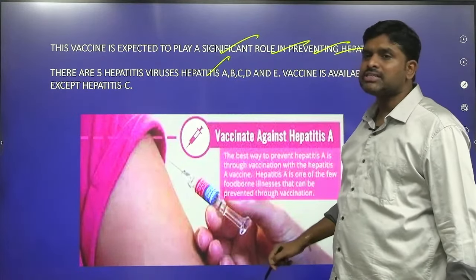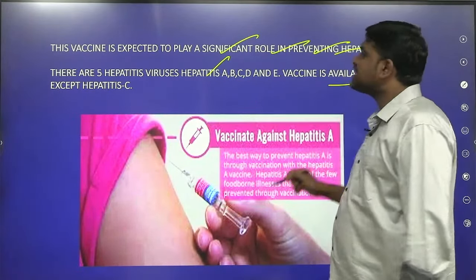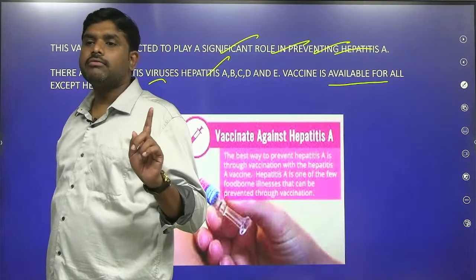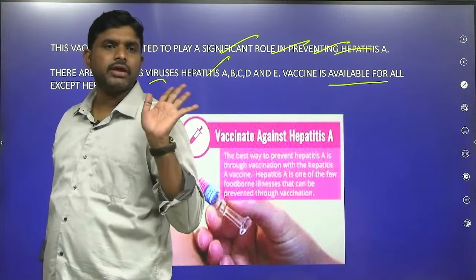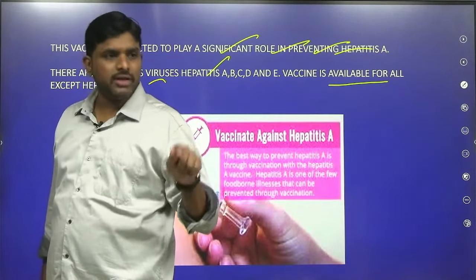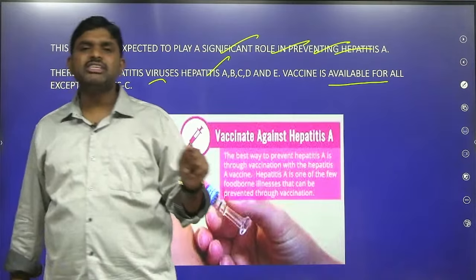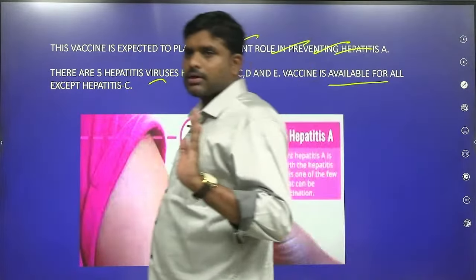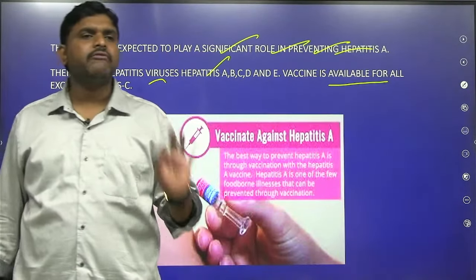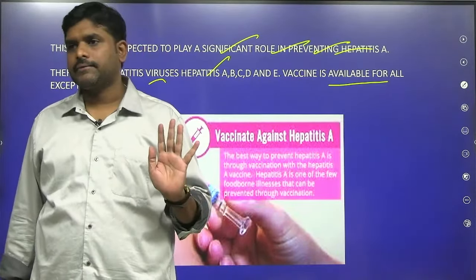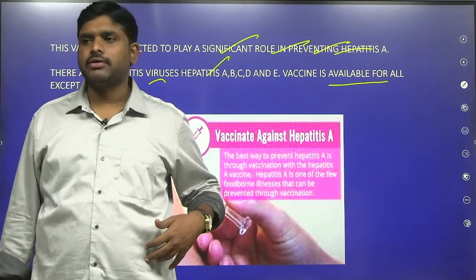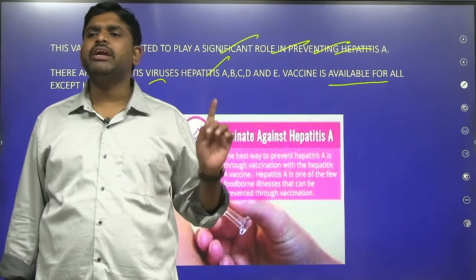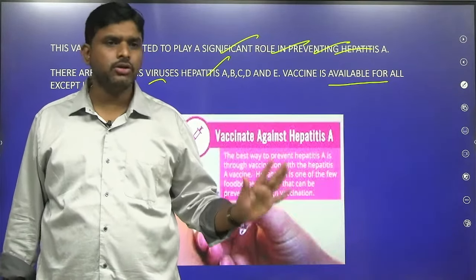There are 5 hepatitis viruses: A, B, C, D and E. Vaccine is available for all except one. Which variety doesn't have a vaccine? C doesn't have a vaccine. Newly developed for what? A. And the vaccine name is Heviishure, for hepatitis. Viral or bacterial? Viral. Mainly the liver will be affected. Indigenously developed by whom? Indian Immunologicals Limited under the National Dairy Development Board.